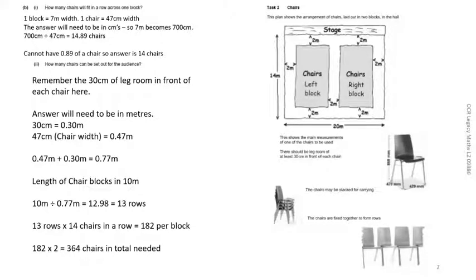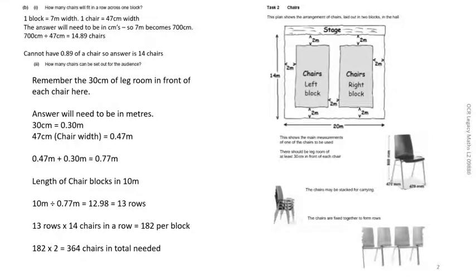How many chairs can we set out for the audience? Okay, remember 30 centimeters of leg room in front of each chair here. It says this just below the diagram. There should be leg room of at least 30 centimeters in front of each chair. Be aware of the at least part. Okay. Answer will need to be in meters, so we need to turn 30 centimeters into 0.3 meters. The 47 centimeter chair width becomes 0.47 meters. Remember, 100 centimeters equals a meter. Add those two together. That will give us our actual width of the chair, which is 0.77 meters.